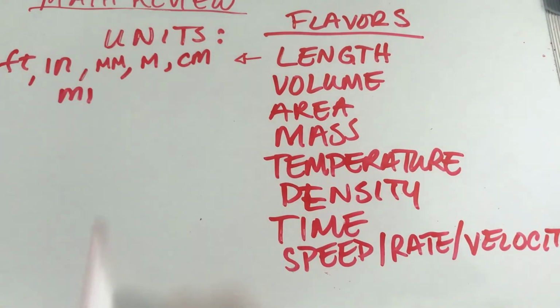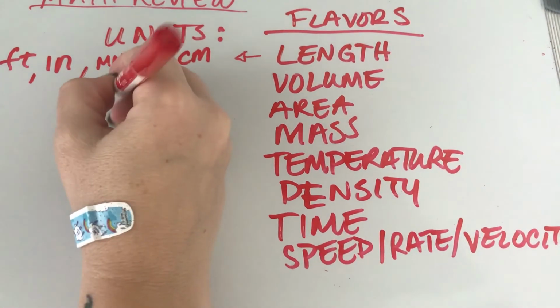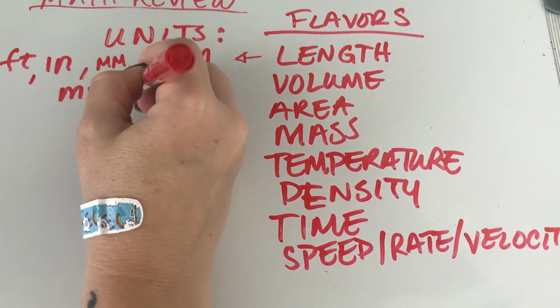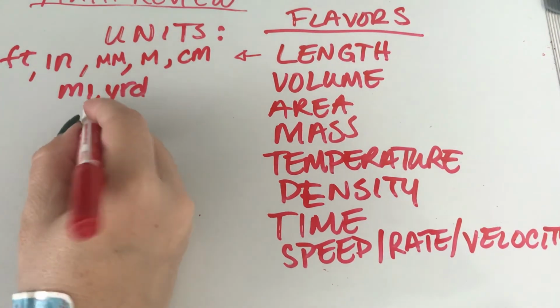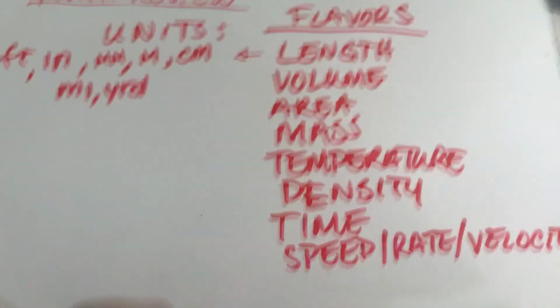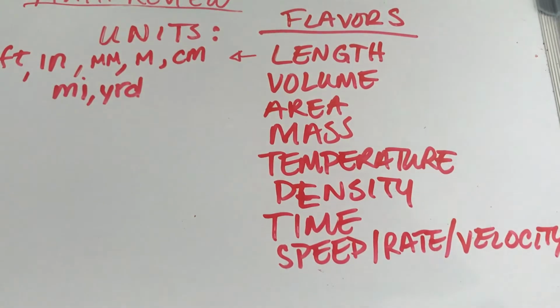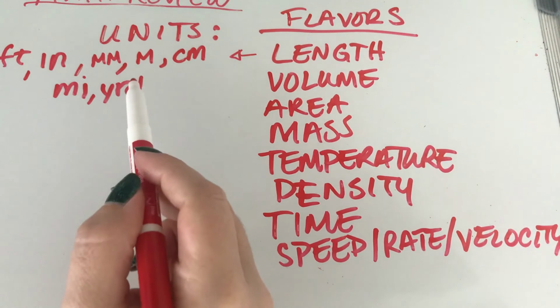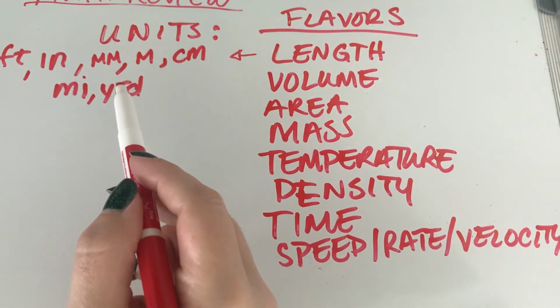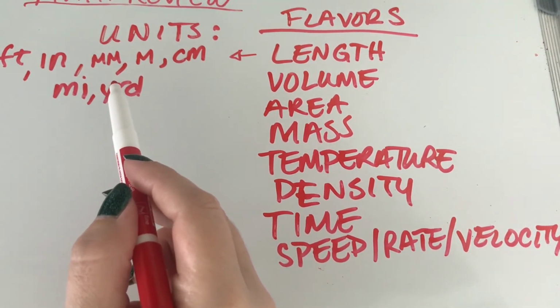Miles. Yards, stupid yards. What do they abbreviate that, yards? I think it's white D. Whatever. But anyways, you guys get the point, right? So these would all be units of length. Everybody all right with me on that?